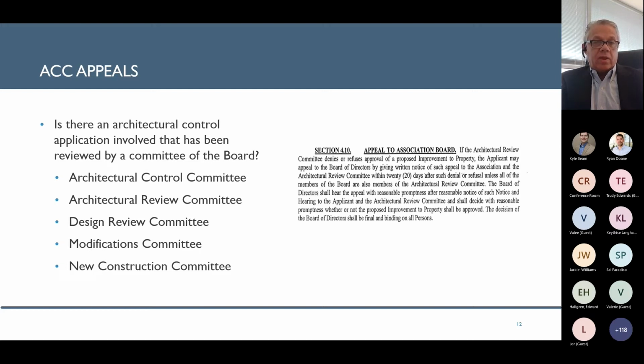Typically the Architectural Control Committee is a committee of the association that's appointed by the board, and it may go by various names: Architectural Control Committee, Design Review Committee, Modifications Committee, New Construction Committee. The Property Code refers to all of these as the Architectural Review Authority. And you always want to look in your documents to see what your committee name is, and to confirm what your time limit is to approve or deny. There are some restrictions out there where it's a 30-day response time or the application is deemed denied. They're somewhat rare, but those are out there.